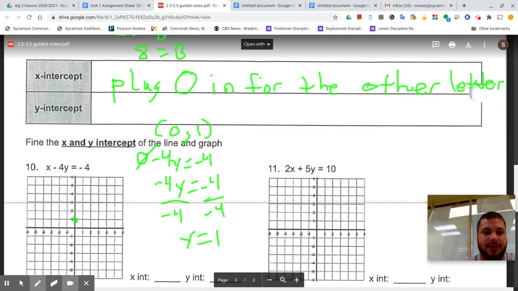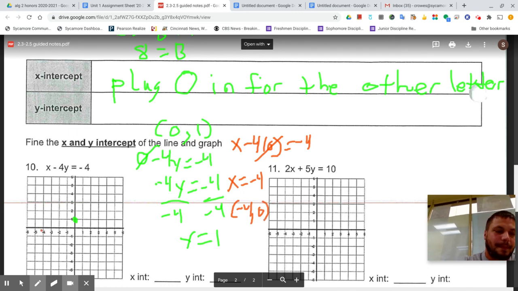Find the x-intercept. Plug 0 in for y. x minus 4 times 0 equals negative 4. Well, this is gone, so x equals negative 4. The x value is negative 4, the y value is 0. And then just connect your dots, and that's a graph.